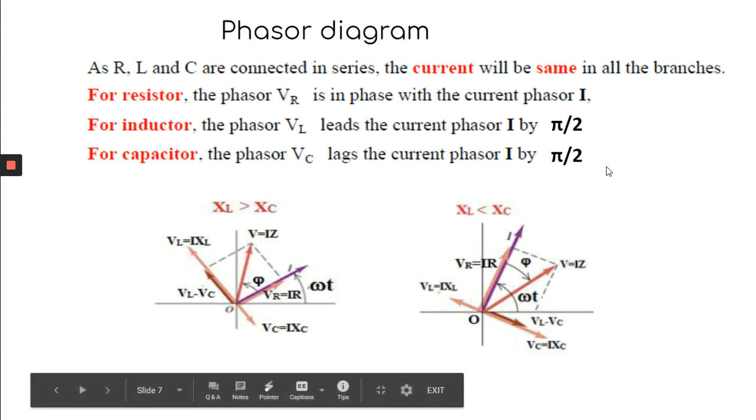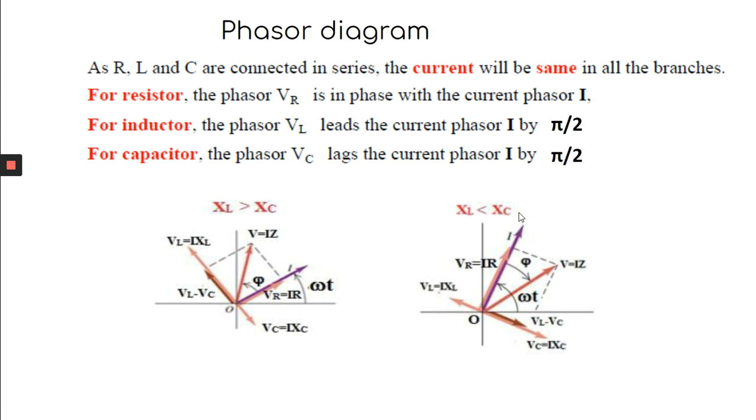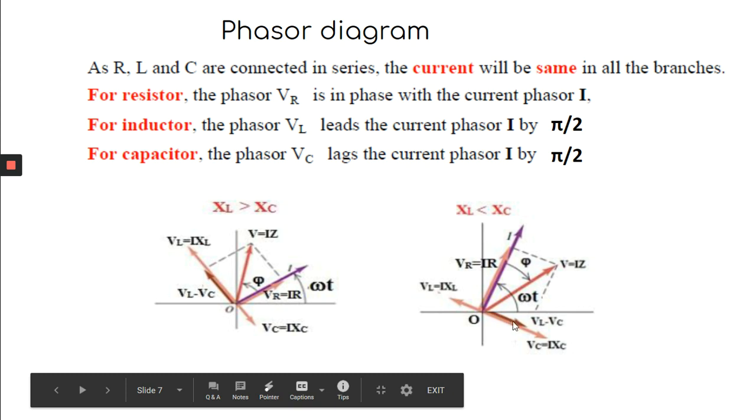And now come to this figure. In this figure, the only difference is that we are taking XL less than XC. Suppose the voltage across the inductor is less than the voltage across the capacitor. Your XL is less than XC. So in that case, what is happening? Your VL minus VC will be along this direction.